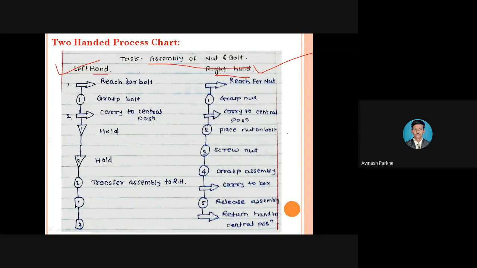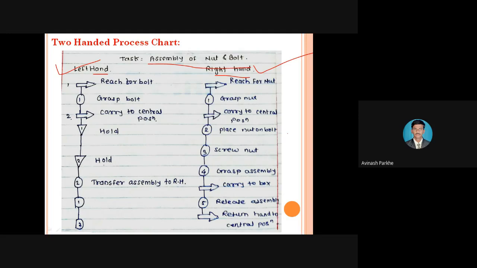So simply, if you assume, if you have to go for the assembly of a nut and bolt, you are taking the bolt in the left hand and the nut in the right hand. That means initially both hands are moving towards the bolt and the nut simultaneously. Your left hand will move towards the bolt to pick it up, and your right hand will move towards the nut to pick it up. That means the first symbol represents transportation.